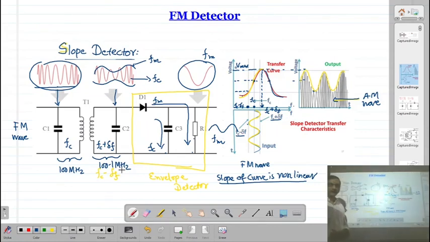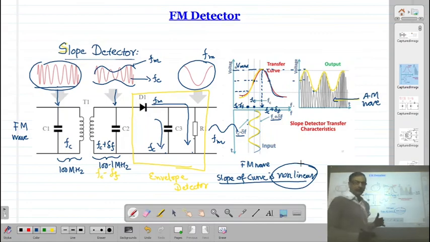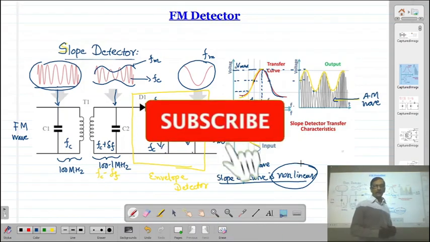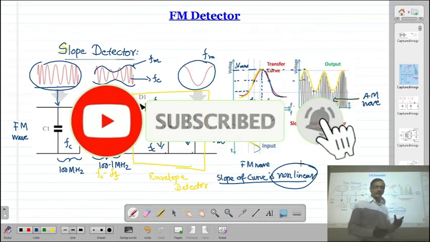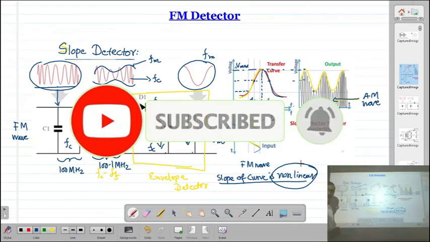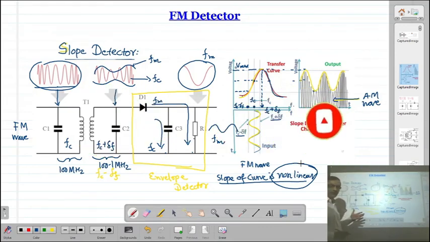Okay? So in the next lecture, we will see how this non-linearity can be removed, and in that case we can use two slopes of the resonance circuit. It means two tank circuits will be there, and they are tuned at different frequencies.